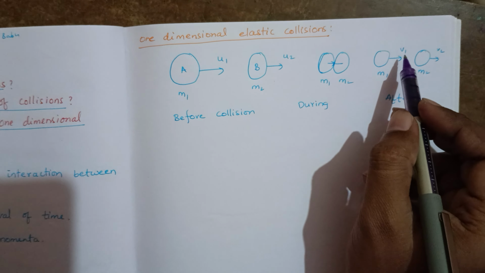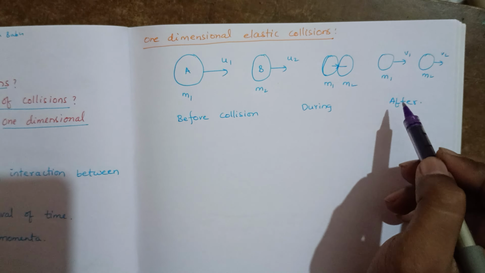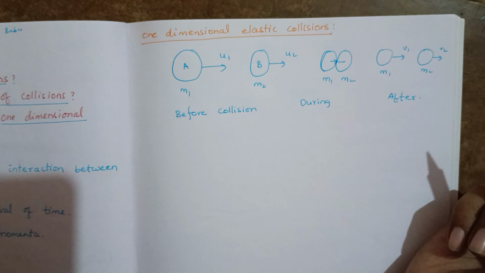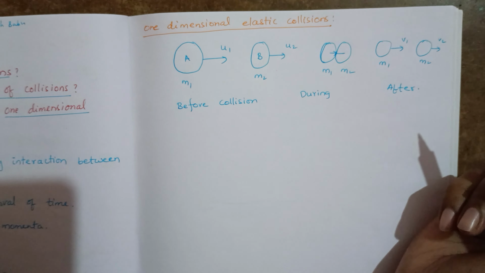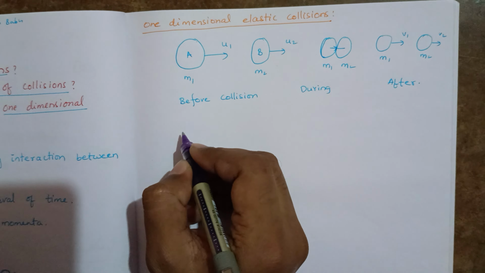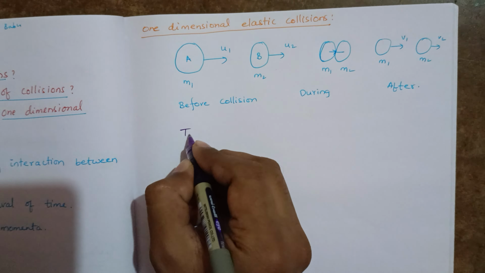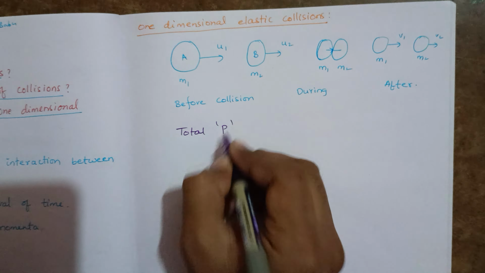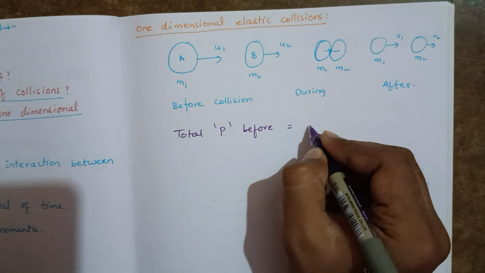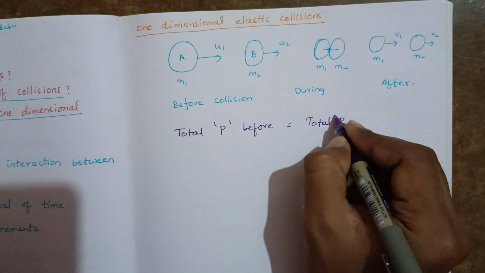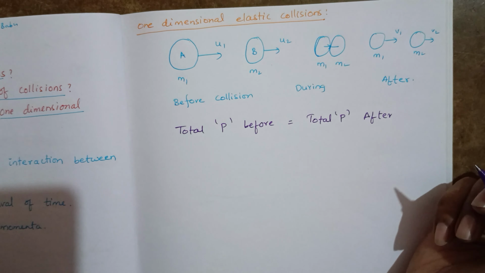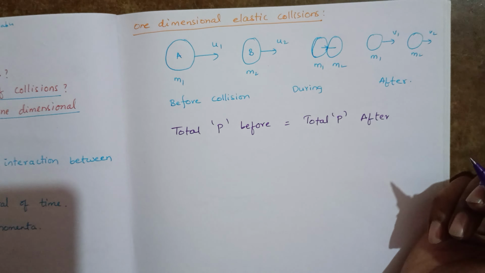Then their velocities are v1 and v2. Initially the velocities are u1 and u2. Now after collision the velocities are v1 and v2. Now according to the law of conservation of momentum, total momentum before collision is equal to total momentum after collision. P means momentum. Total momentum before collision equals total momentum after collision.